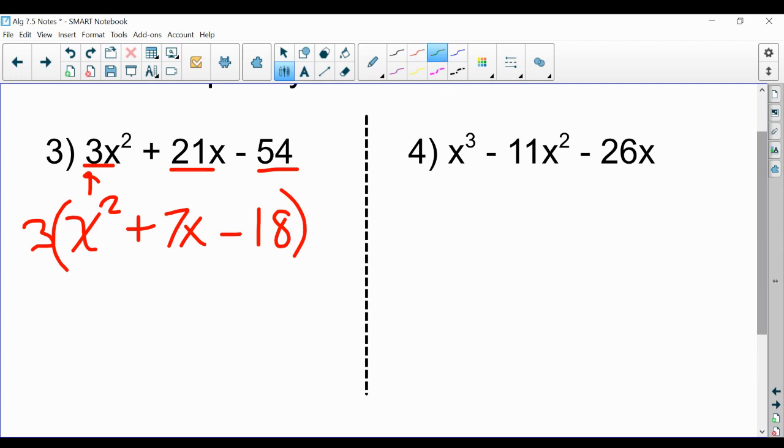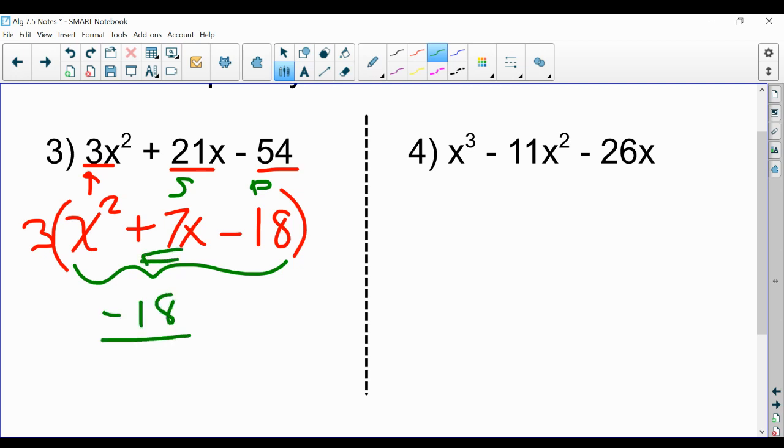Okay, now I can use the sum product method on x squared plus 7x minus 18. I'm looking for two things that sum to 7 and have a product of negative 18. Remember, if it multiplies to be a negative, one of them has to be negative. Since I want them to add up to be a positive 7, I know that the larger number needs to be positive. So if I did something like 2 and negative 9, they add up to be negative 7, and that's no good. So I'm instead going to use negative 2 and positive 9. Then they'll add up to be a positive 7.